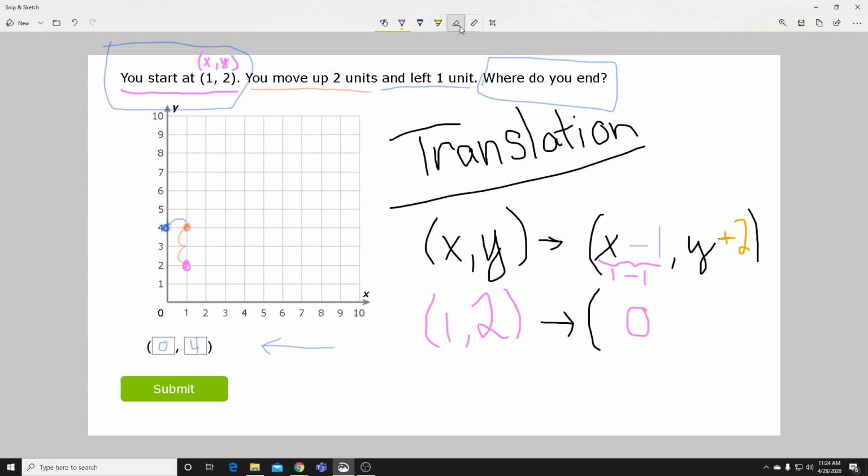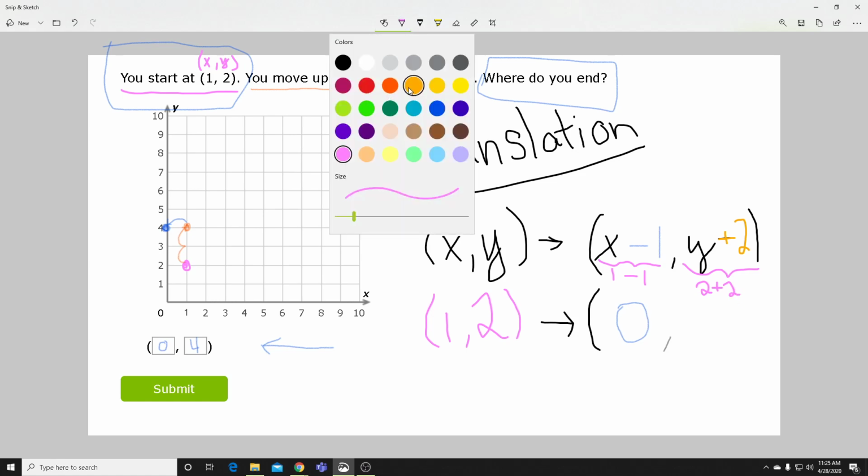Let me use blue. So we get 0. And then we had y plus 2. Well, we started off when y was equal to 2. Then we moved up by 2. So that means we're adding 2 more to y. So we said y was 2. So this is really going to be 2 plus 2. Well, 2 plus 2, we all know is 4.